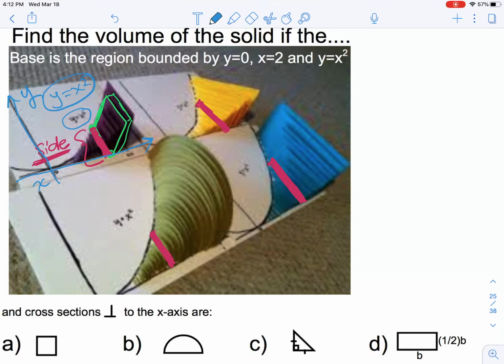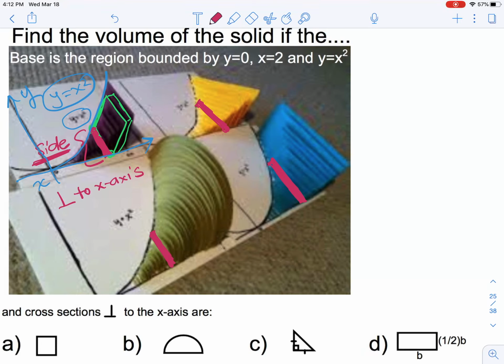This is really fuzzy, but I think they're looking at the graph of y equals x squared, which you've certainly studied a lot in your math life. So every single one of these four really great pictures, all of these cross sections are taken perpendicular to the x-axis. That's important. You have to be told whether it's perpendicular to the x-axis or perpendicular to the y-axis.